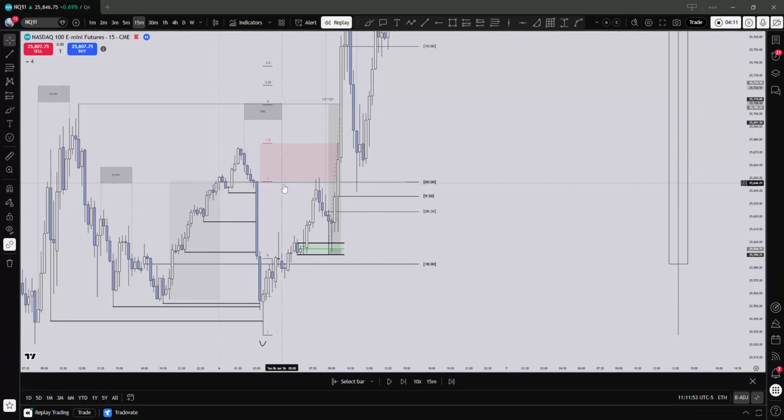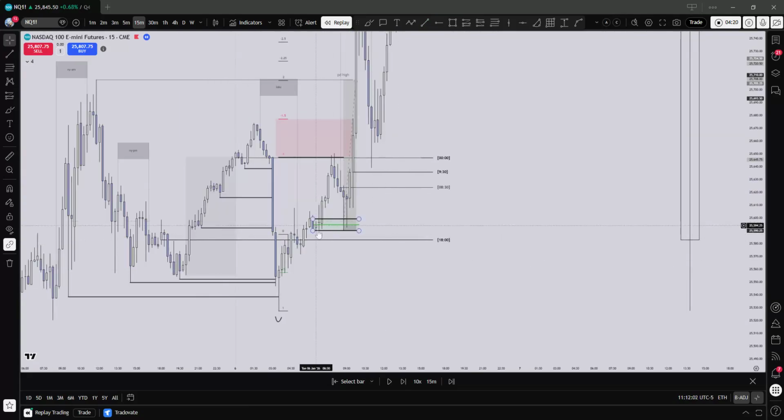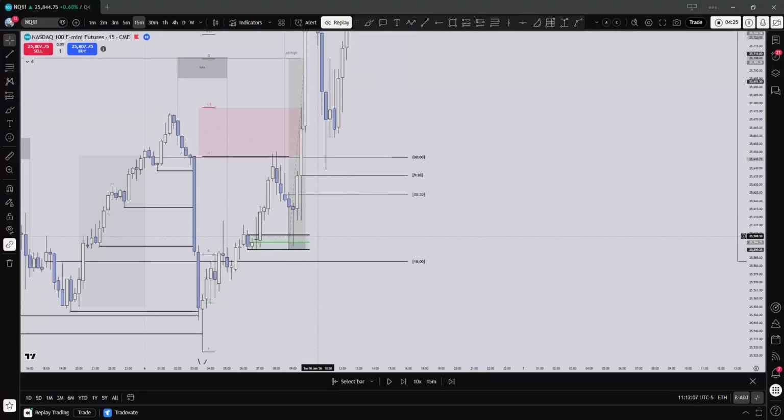As you can see, we tag it pretty much perfectly, the -1, before giving us a good move down into the PD array that I had wanted to take, which was a 15-minute order block right here. And I took the CE of this as I'd market ordered, and I wait for a reaction.